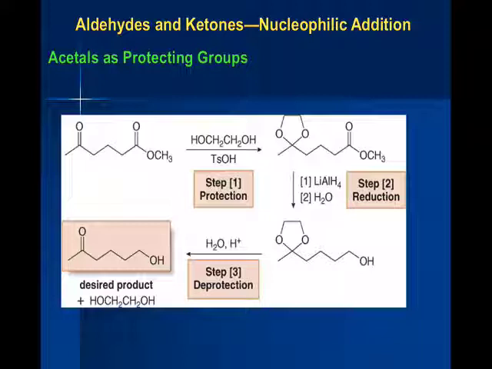So again, what have we learned about protecting groups? We've learned that they have to be able to go on easy. They have to come off easy. So we need reversible chemistry. This fits that. We've also learned that we can protect alcohols. And now we've learned that we can protect ketones and aldehydes. So we have another protecting group strategy that we can add to our toolbox.